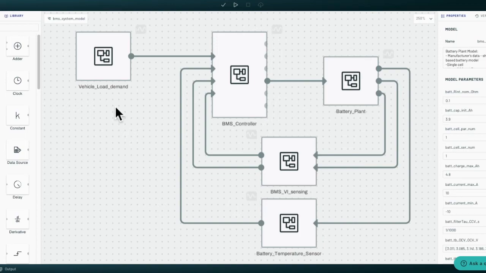So in this way, these modules are created separately and then they are integrated on this Collimator canvas so that we can simulate them as a complete BMS system.